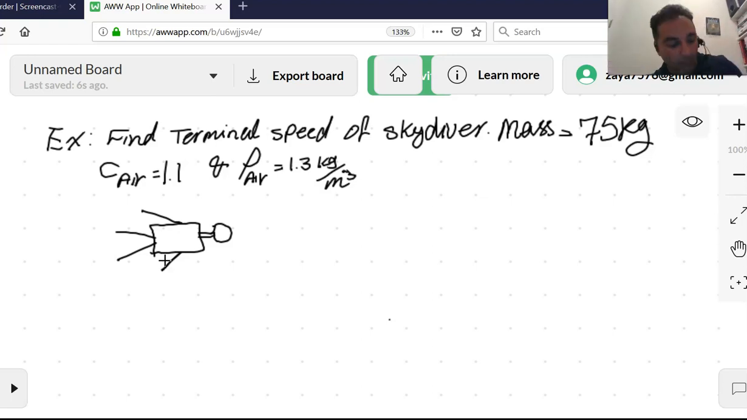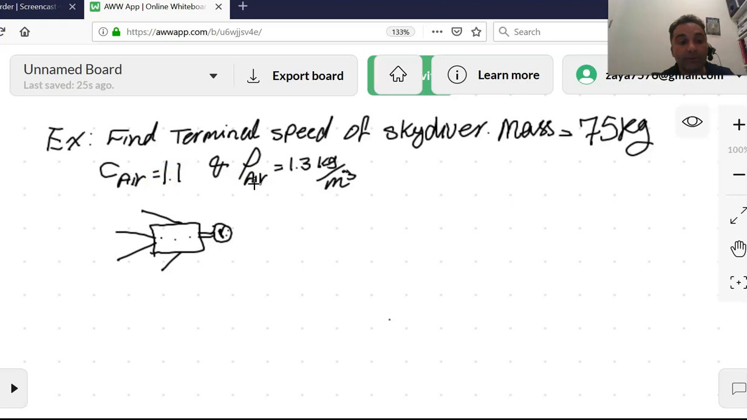So after a while, after elapsing time t, and also after traveling height h, this person will reach terminal velocity. So the question is this: find terminal speed of skydiver. Mass of person is 75 kilogram. The C for air, which is the drag coefficient, is 1.1. Density of air is 1.3.